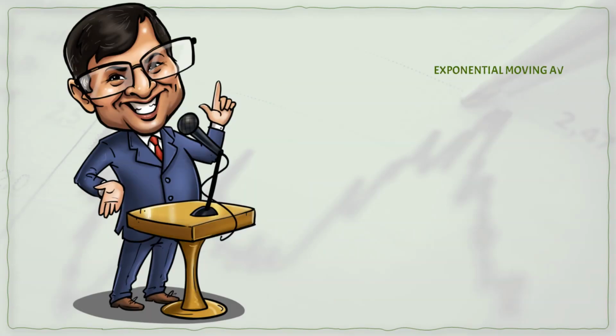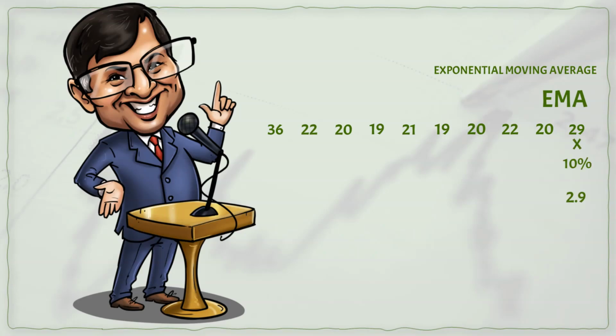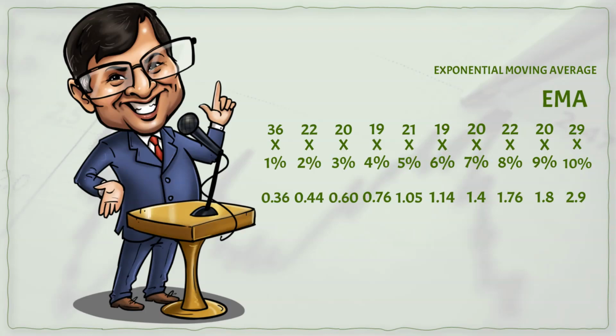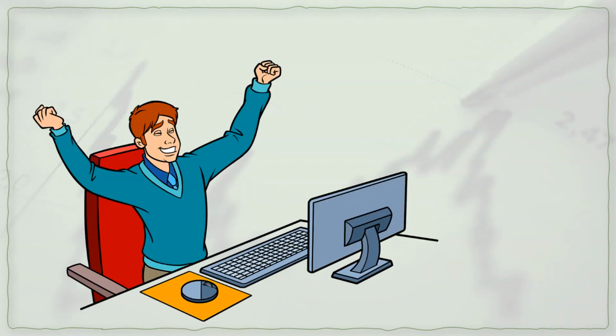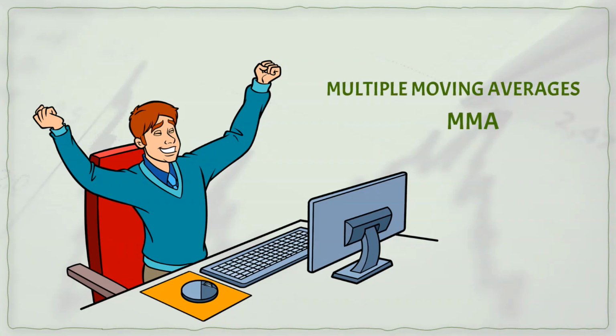The exponential moving average, or EMA as it is usually referred to, assigns a greater weight to the most recent data. This is done by assigning a percentage value to the last days. For example, in a 10-day moving average, we can assign a value of 10% to the last day, 9% to the day before that, 8% to the day before that, and so on. All this becomes very easy with the computer. Simply plot the moving average you want to plot and the computer does all the routine hard work for you. You can also plot as many moving averages as you want. More about multiple moving averages, MMA, later.